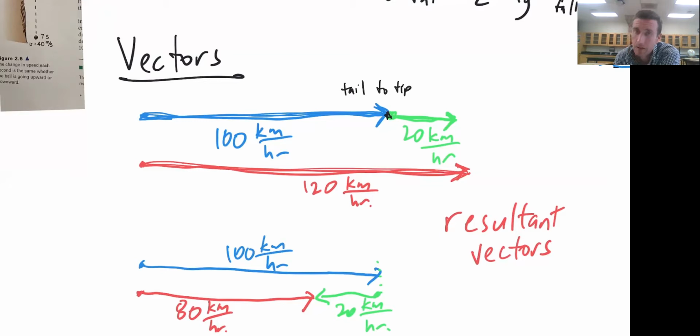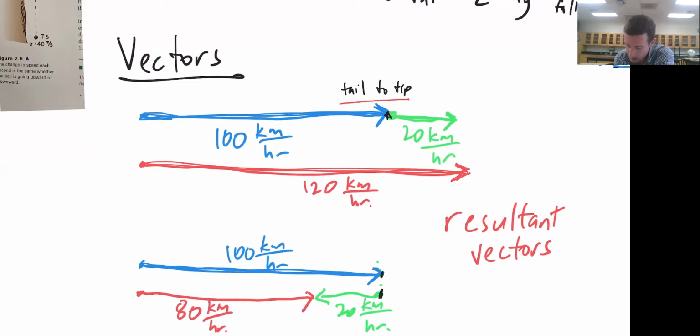120 kilometers per hour. What if the wind's blowing the other way? What if instead of blowing my plane forwards from behind, the wind is blowing into its face, the wind is blowing against it, and pushing it backwards? Well, I'm still going to do the same thing. I'm going to do my tail to tip addition out here. And in this case, I start with my blue 100 km/h vector. There she is.